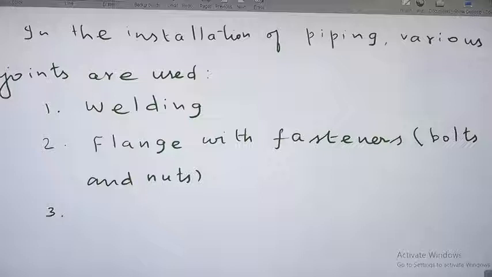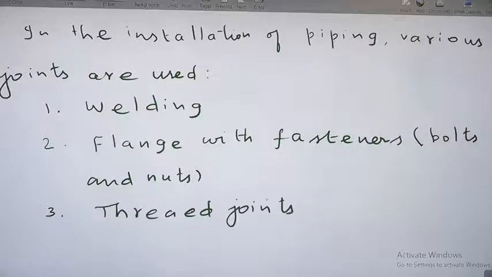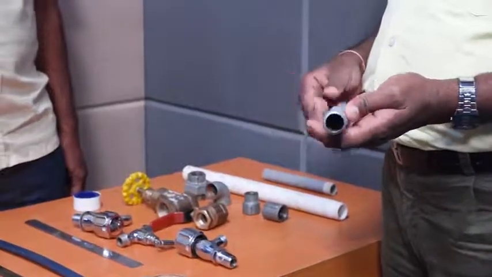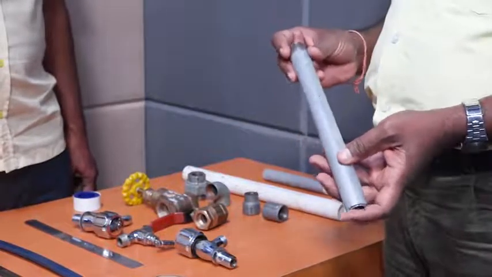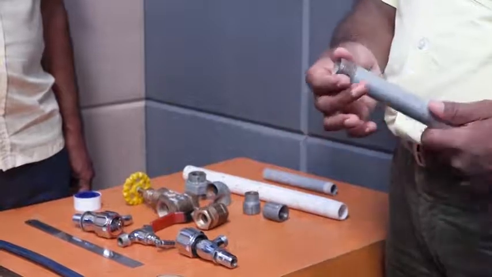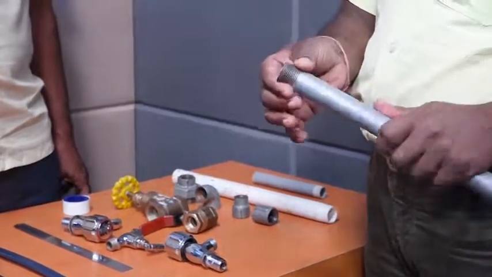Three, threaded joints. We have external thread on the outer face of a pipe. We have internal thread at the inner face of a union, a connector. Using this, we will connect the two pipelines. For example, this is a cast iron pipe. On this cast iron pipe, we have threading on the outer face on one end of the pipe.